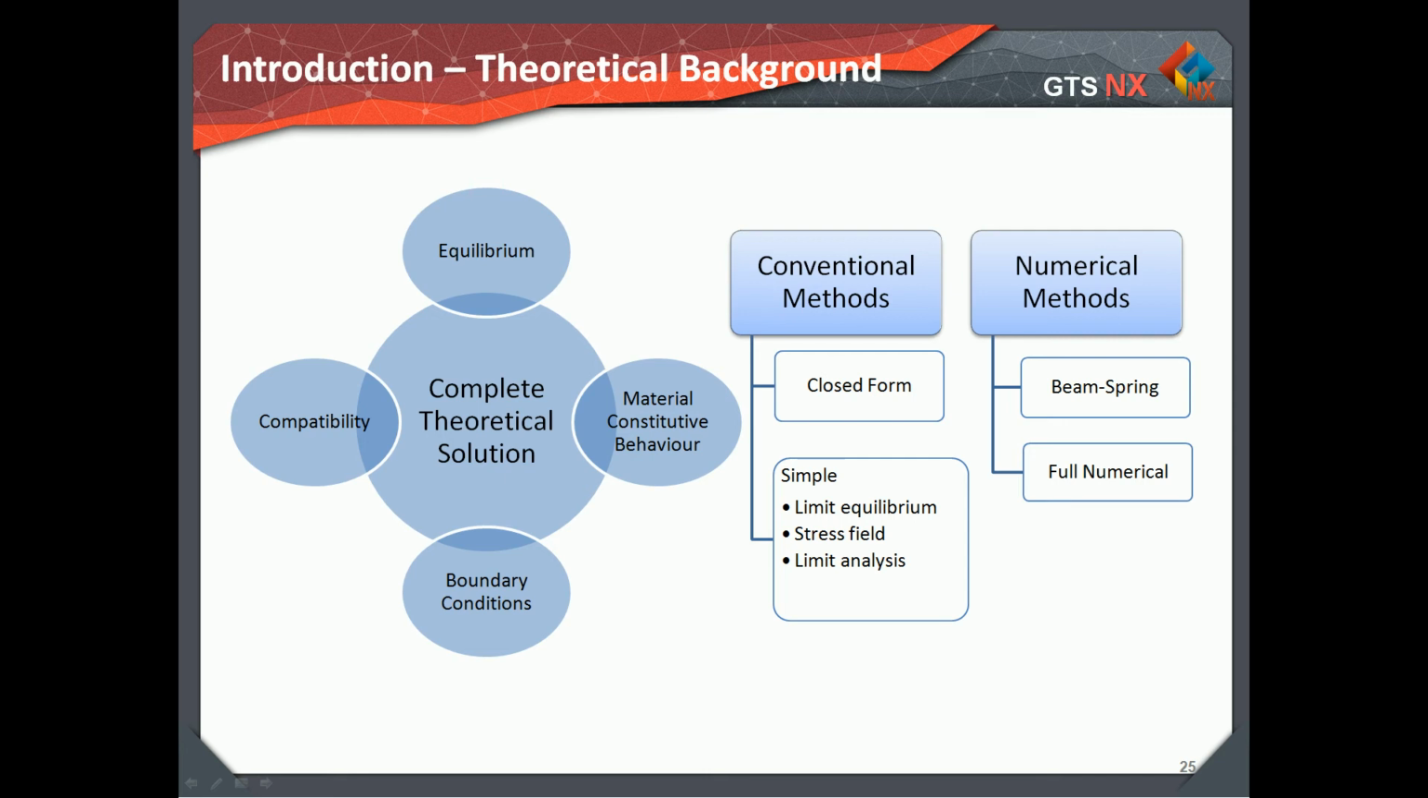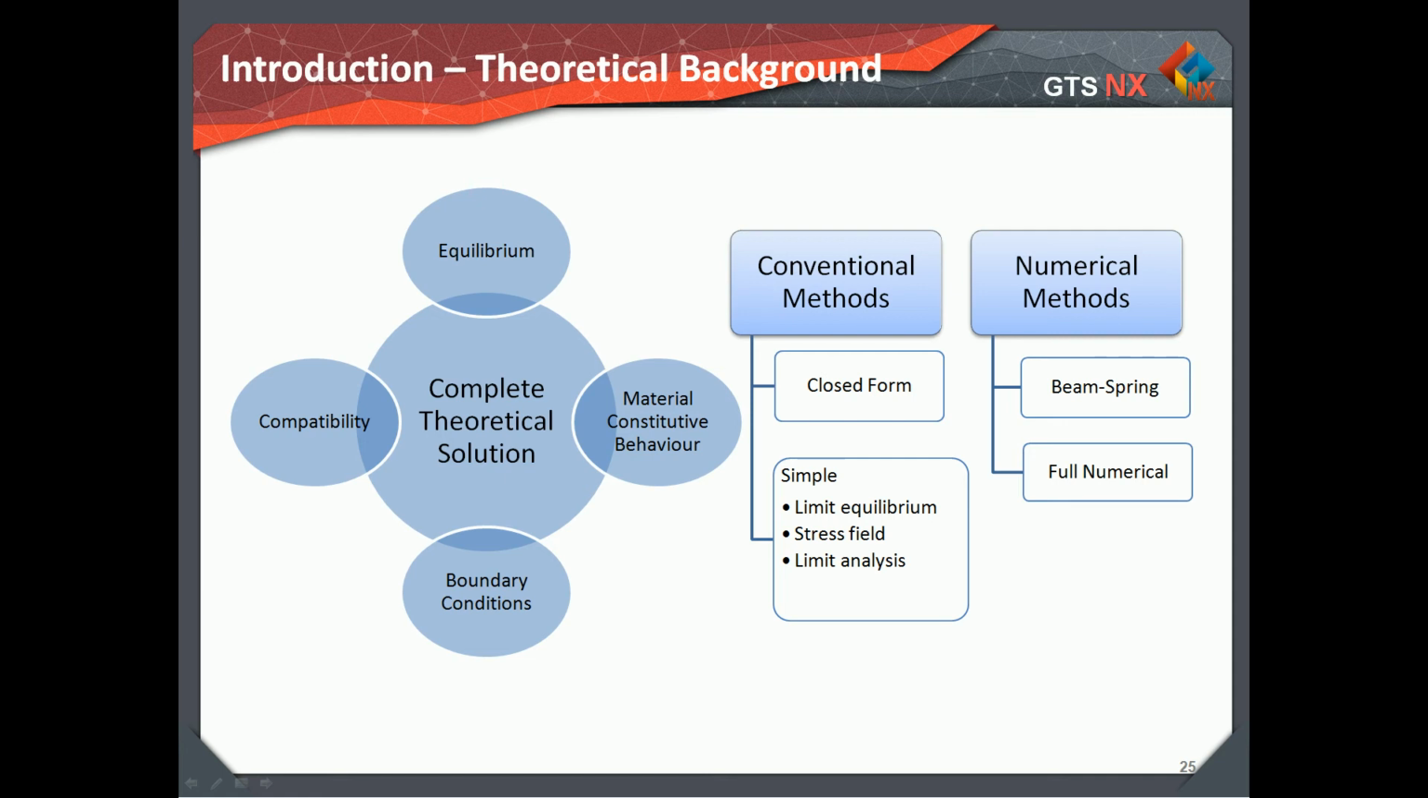Simple methods involve realizing one or more of the solution requirements, usually the compatibility. These methods are subdivided into limit equilibrium, stress field, and limit analysis. All simple methods assume the soil is at failure and assume soil behaves either undrained or drained. They provide information on stability only, and they fail to satisfy all of the four theoretical requirements in the left-hand side.